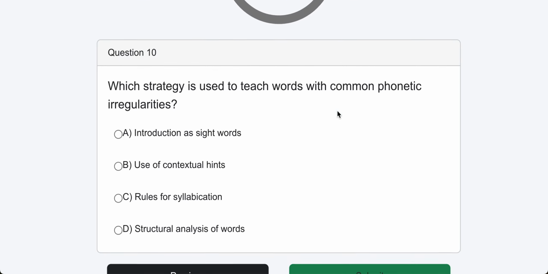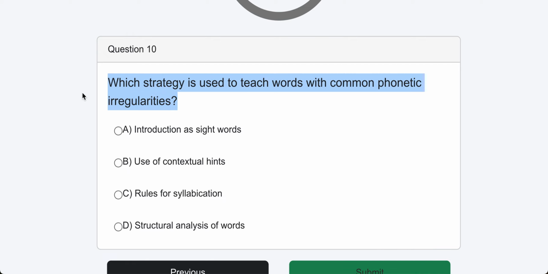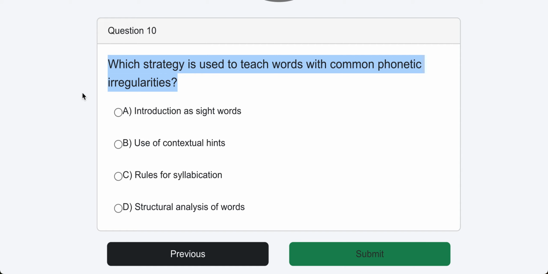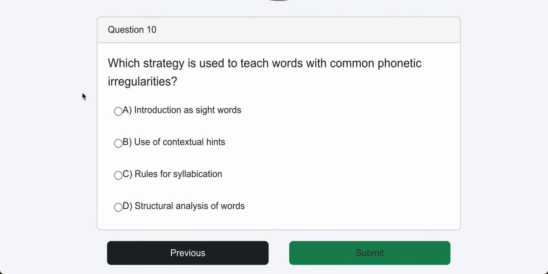Moving to question number 10, our last one for this phonics and sight word terminology and concepts quiz. Question 10 reads, which strategy is used to teach words with common phonetic irregularities? Take a look at the answer options. Still have plenty of time.